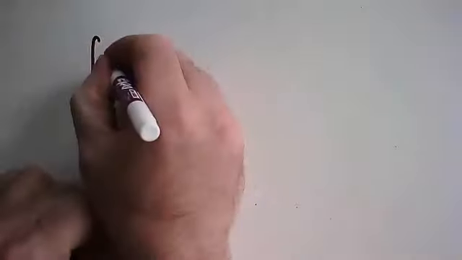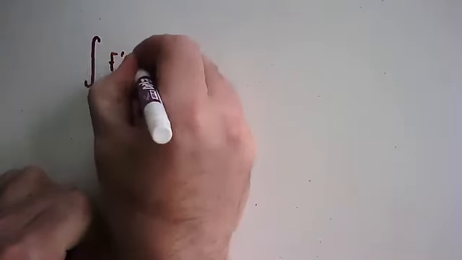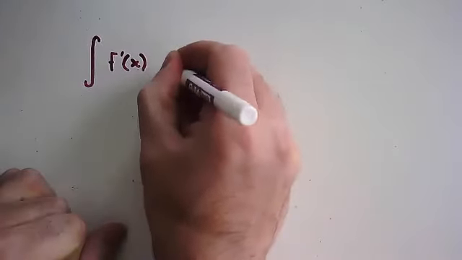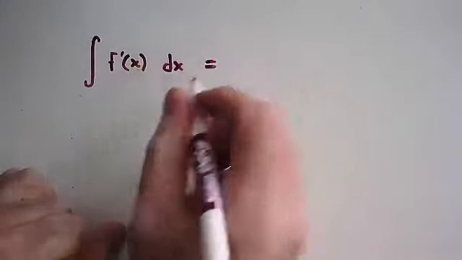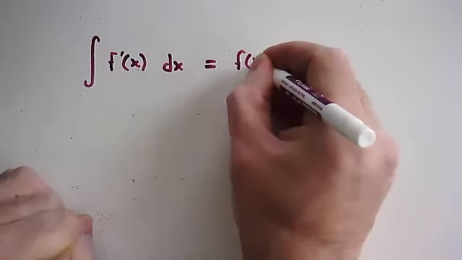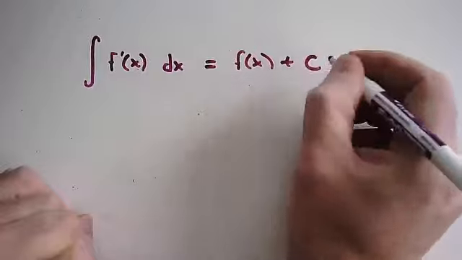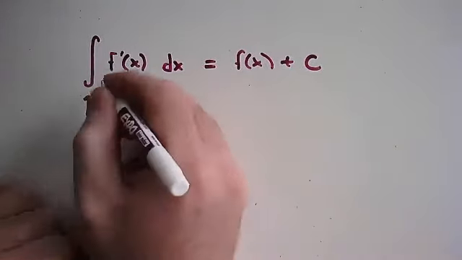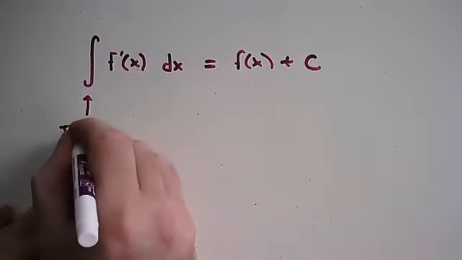If we recognize that there's some derivative here, we have this little differential dx. The antiderivative of f prime is f of x plus c. I just want to explain these different parts. Right now, that integral symbol really just means take an antiderivative.